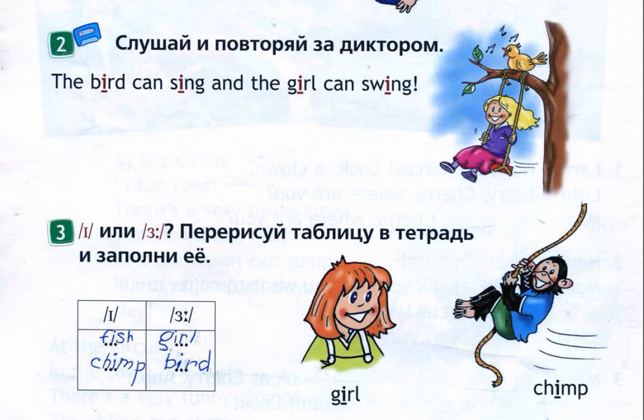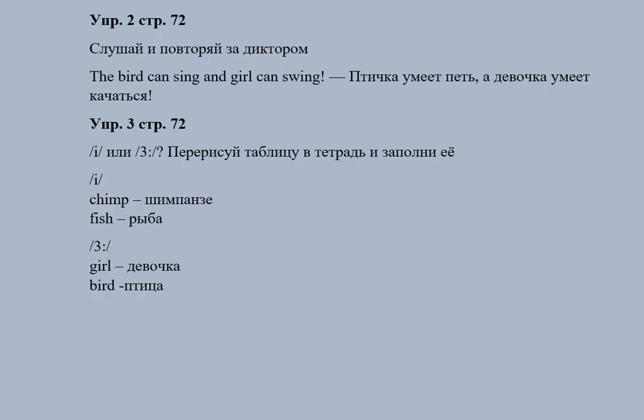Exercise number 2, page number 72. Слушай и повторяй за диктором. The bird can sing, and the girl can swing. Repeat once more, please. The bird can sing, and the girl can swing.